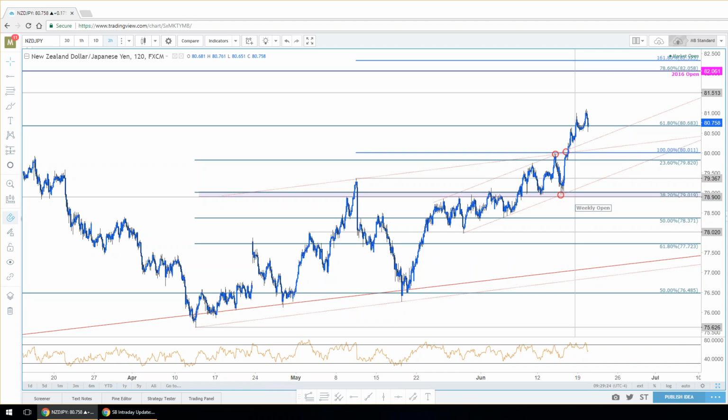Best of luck trading. Watch out for some of the commentary from Rosengren and company later today from the United States. Could shake things up for the dollar, but broadly speaking, keep your eyes on these key levels that we've been watching.